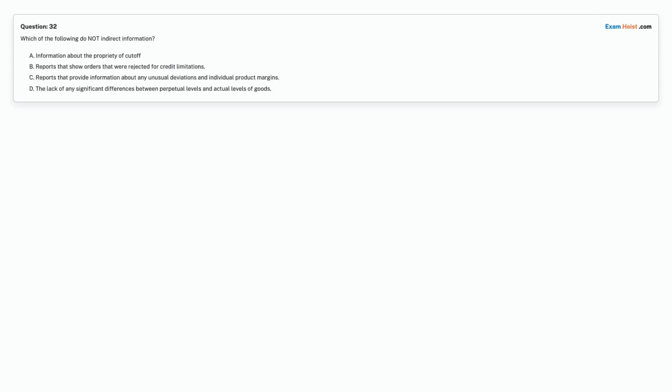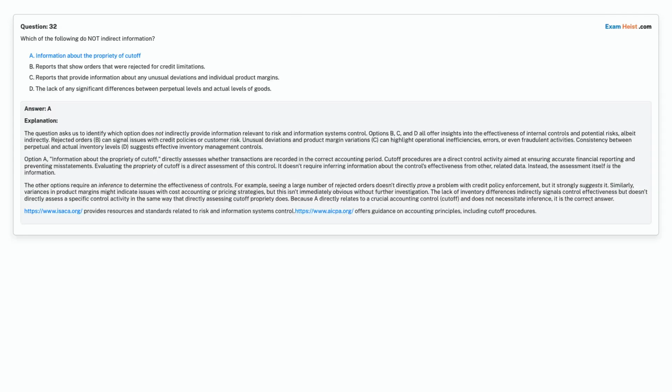Question 32. Which of the following do not indirect information? Option A, information about the propriety of cutoff. Option B, reports that show orders that were rejected for credit limitations. Option C, reports that provide information about any unusual deviations and individual product margins. Option D, the lack of any significant differences between perpetual levels and actual levels of goods. Choose the correct answer. Correct answer is option A, information about the propriety of cutoff.